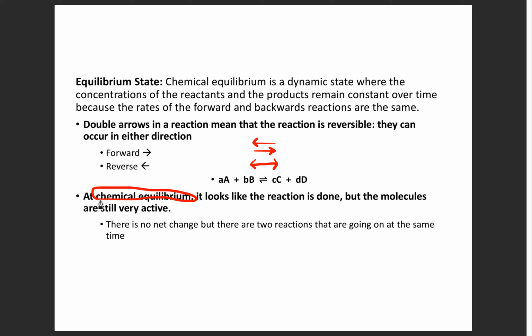So it looks like the reaction is finished when that happens, but the molecules are still going. These guys are still reacting to make these guys. These guys are still reacting to make these guys. But if they're occurring at the same exact rate, then we are at equilibrium, and it kind of looks like nothing's happening. And so that's equilibrium, and all reversible reactions head towards equilibrium. They always move in that direction.